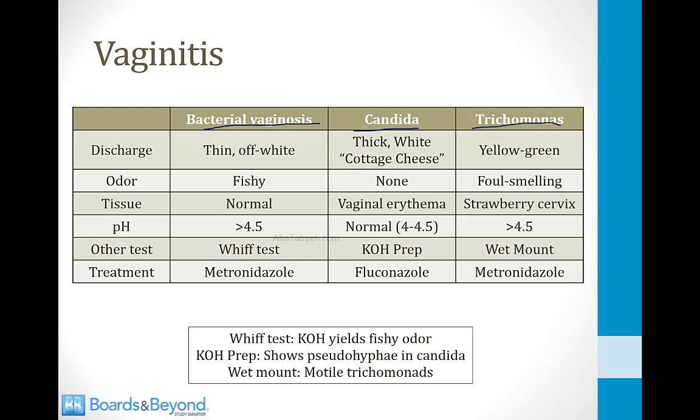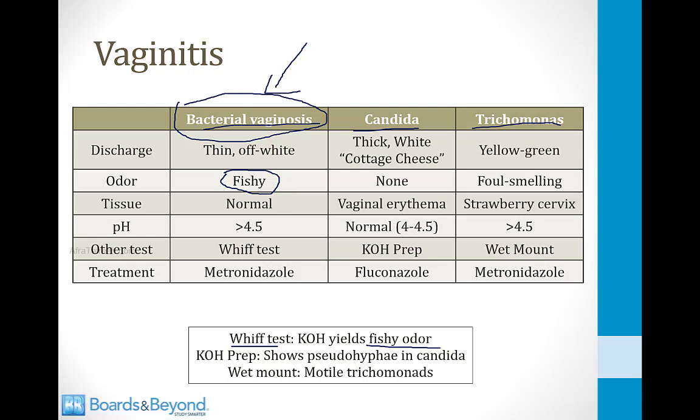So let's go through it now. So first let's talk about bacterial vaginosis. So the thing to remember about bacterial vaginosis is that it has a fishy odor. It has a fishy odor just when it's present in the vagina, and then additionally there's something called the whiff test. When you add potassium hydroxide to a sample from the vagina, it will smell very fishy, and that's called a positive whiff test. And that's seen in bacterial vaginosis.